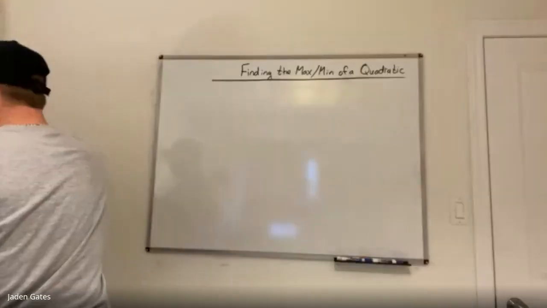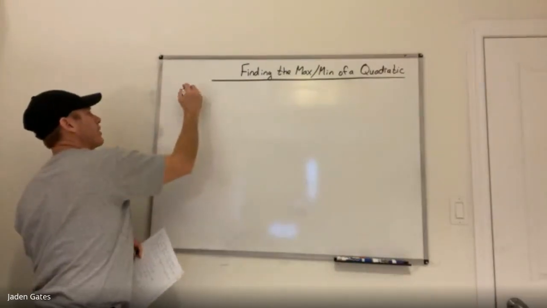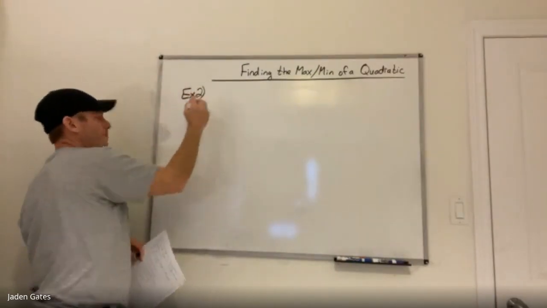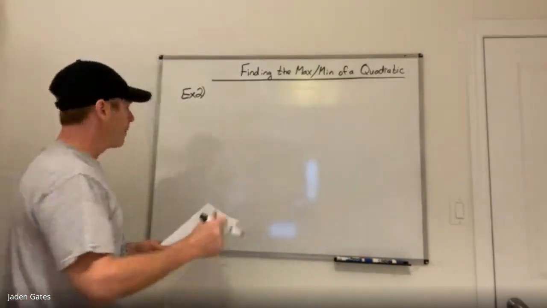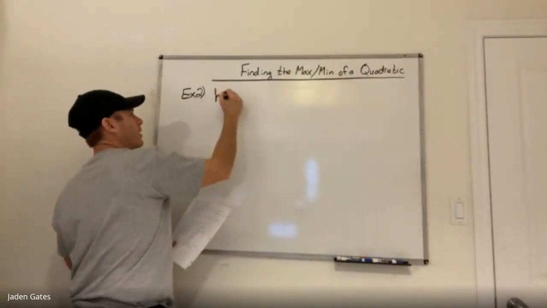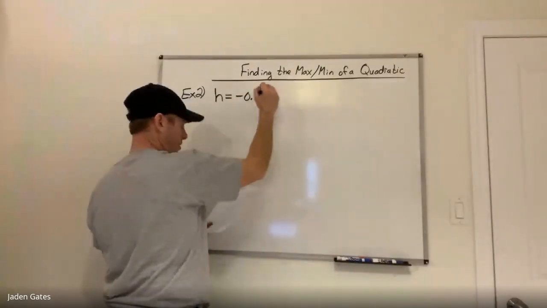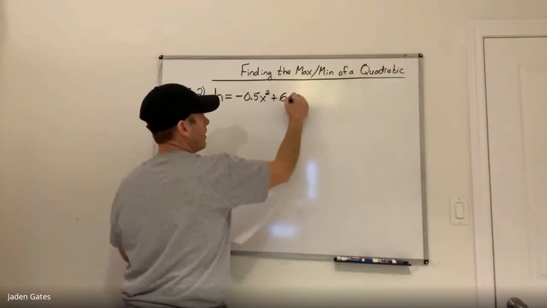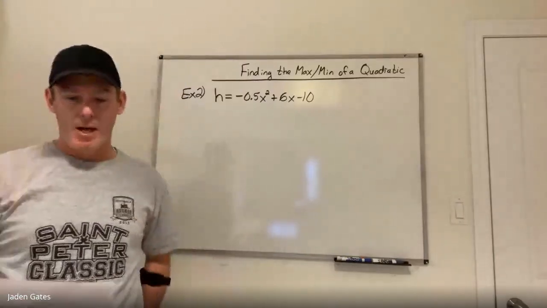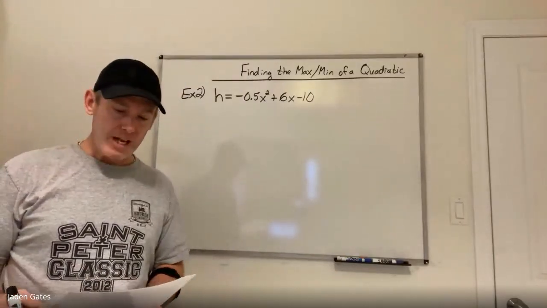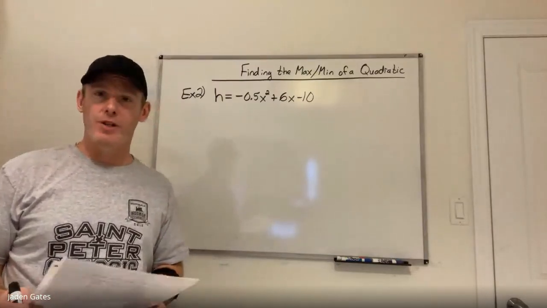All right, so example 2. That was all example, well, I guess example 2 or 4, whatever. This is all about a flying squirrel. It says, if the flight of a flying squirrel is given by the equation h is equal to negative 0.5x squared plus 6x minus 10, where x is the time in seconds and h is the height in meters, find the maximum height of the squirrel and what time it occurs at.